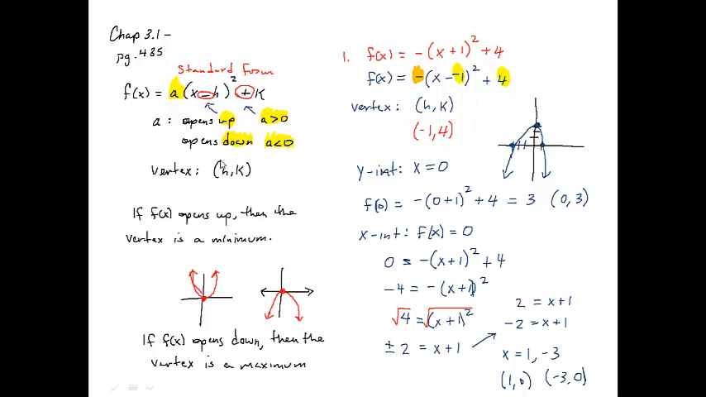Okay? The vertex is at the point h, k. It must be in the form x minus h and plus k. If it's not, like my example, you have to put it in that form. Now, once you know your parabola opens up, your vertex will automatically be a minimum. If it opens down, your vertex is a maximum.